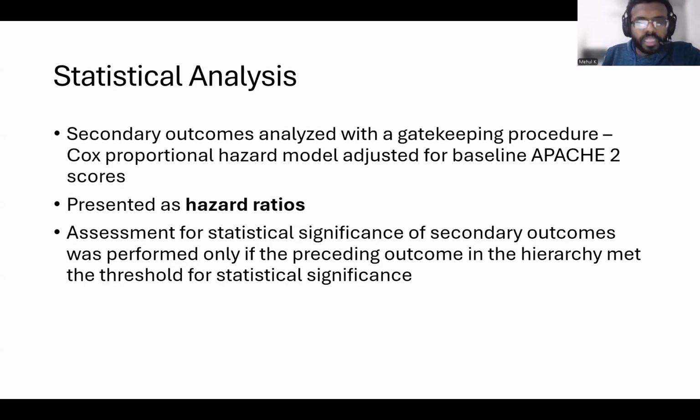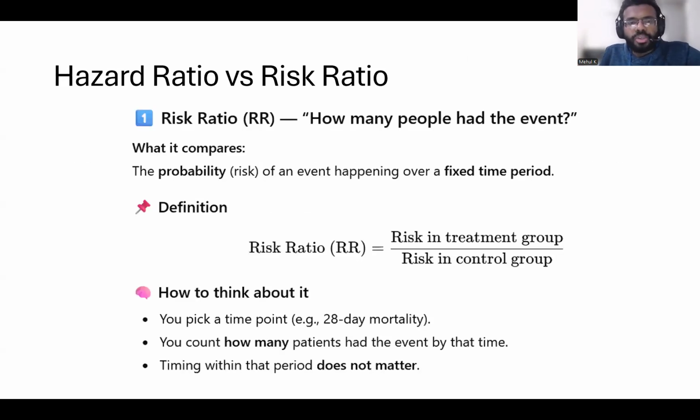So the secondary outcomes were presented as something called hazard ratios. This can be a confusing term, because there's something called hazard ratio and there is something called risk ratio, and they're actually somewhat different. A risk ratio is basically looking at the number of people who have had a particular event, for example death, in the treatment group compared to your control group. Whether the patient had the event during that particular time period, for example 28 days, doesn't really matter when you're considering a risk ratio.